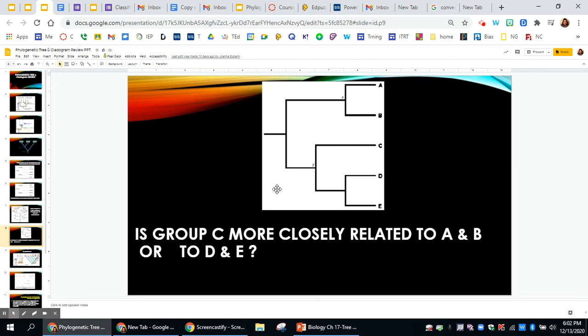Looking at this picture, it asks whether C is more closely related to A and B or to D and E. The answer is found by looking at where the most recent common ancestor is. The ancestor to A, B, and C would be right here. The ancestor to C, D, and E would be right here. Notice that this one here is a lot more recent than this one back here. So the answer is D and E.